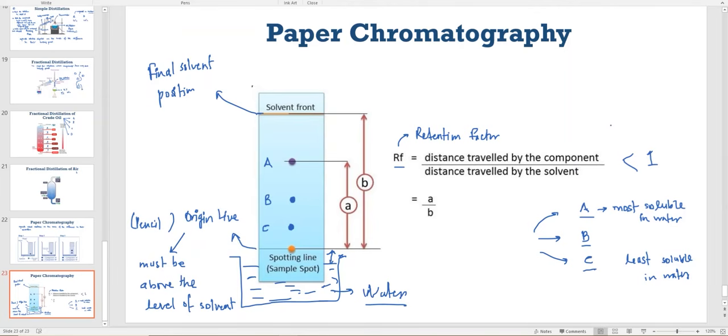Let's say the solvent traveled distance equal to 2. We know the component will always travel a distance less than 2, let's say 1.5 or maximum 1.9, but still the value will be less than 1.